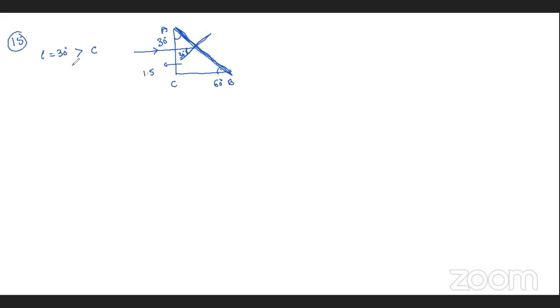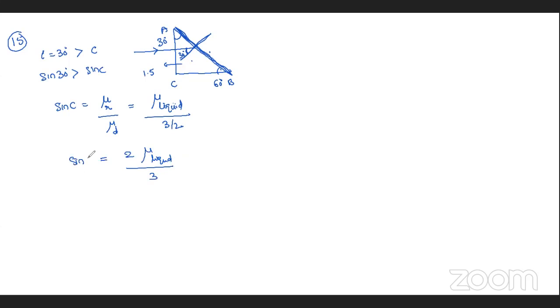So here I can write sin 30 is greater than sin C. Then sin C, what is the formula? mu of rarer by mu of denser. Light should come from denser to rarer. So sin C is equal to mu of liquid by 1.5, that is 3 by 2. So I am getting sin C is 2 mu of liquid divided by 3.